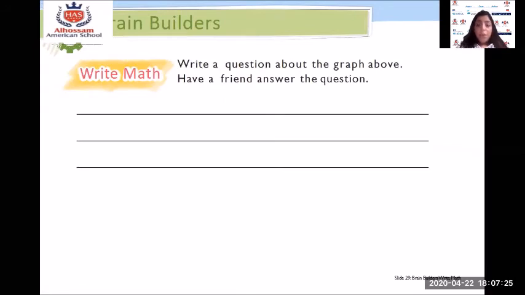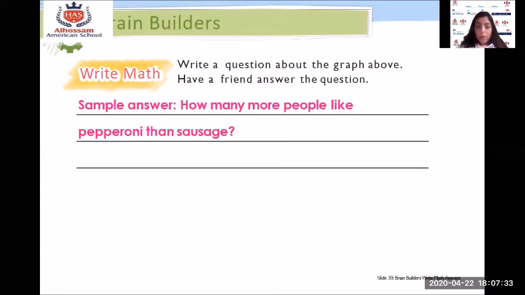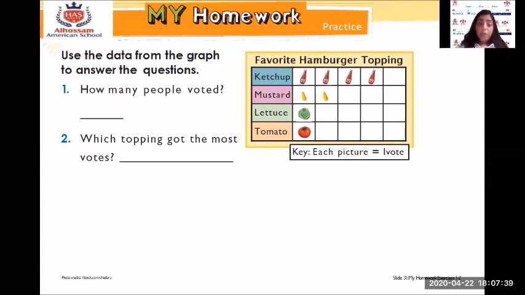Write a question about the graph above. Have a friend answer the question. I can say how many more people like pepperoni than sausage. And it's easy to answer this question. It was easy actually to ask it. Use the data from the graph to answer the question. How many people voted here?